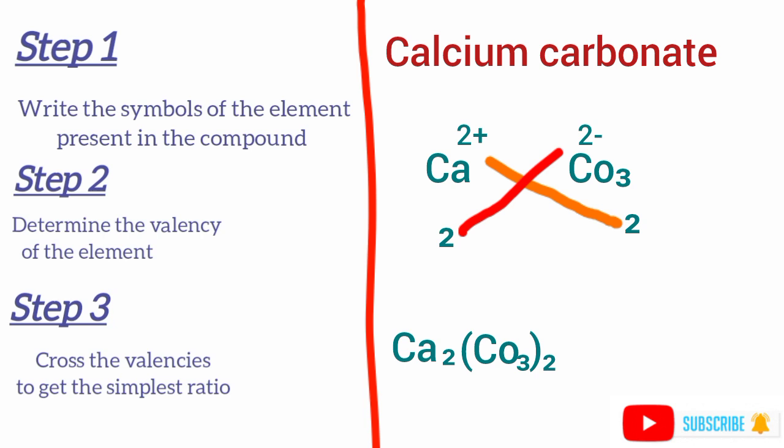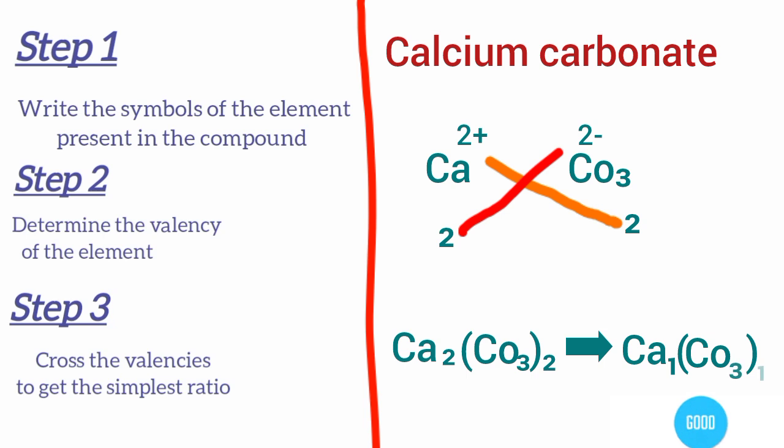Now, as you can see here, the subscripts of calcium and carbonate are not in their simplest ratio. So, to simplify this, we divide by their greatest common divisor, which is 2. When we divide the subscript of calcium by 2, we have 1. When we divide the subscript of carbonate by 2, we also have 1. So this becomes CaCO3.